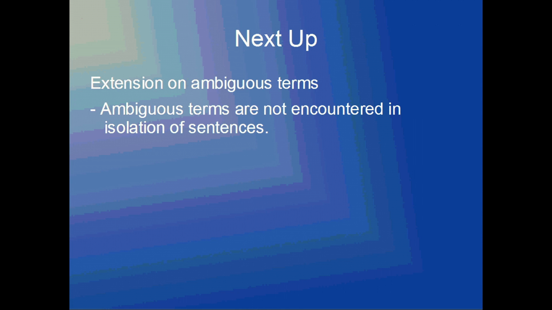Okay, so next up I will expand on ambiguous terms. When I first talked about it, I talked about the ambiguity of terms in isolation of sentences, but the thing is, we always see terms when used in a sentence, and there's actually two ways in which a term can be used ambiguously, either because of the meaning of the term itself, or because of how the words in a sentence are arranged. Sometimes how the words in a sentence are arranged can make a term in that sentence have different meanings or interpretations, and that's called lexical ambiguity. So we'll go into both of those types of ambiguity further in the next video.